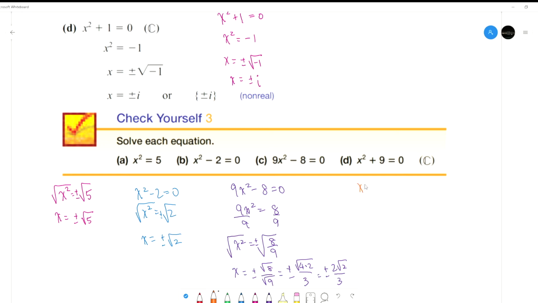Last one, we have x squared plus 9 equals 0, so we subtract 9 from both sides. We get x squared is equal to negative 9. And when you square root both sides, you can see that this becomes what? Square root of 9 times the square root of negative 1. That's your i, right? So 3i. So we get x is equal to plus or minus 3i. Any questions or problems with these?